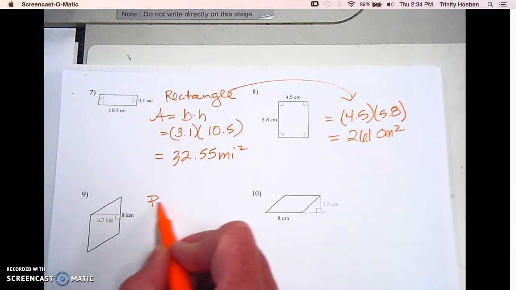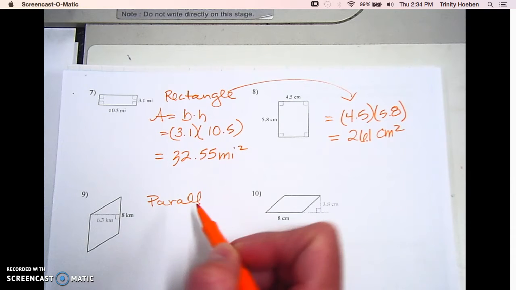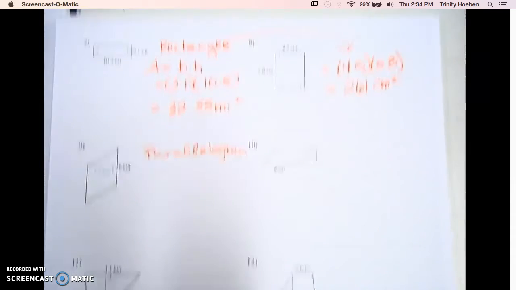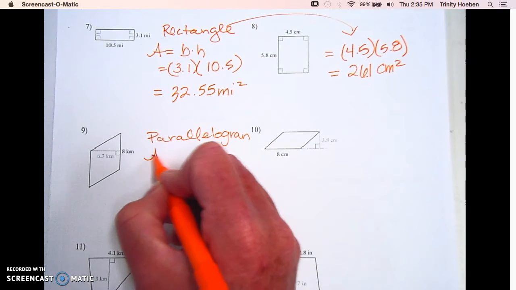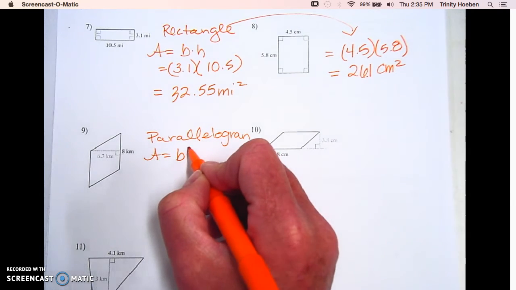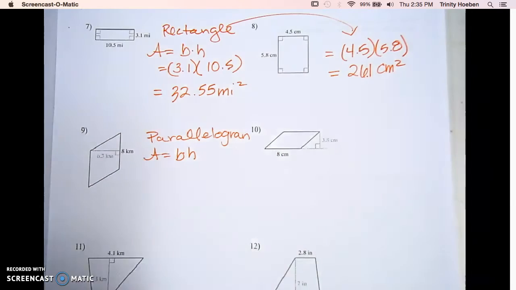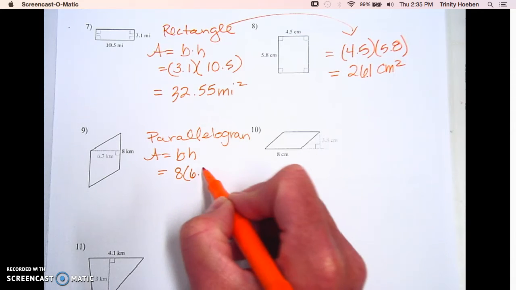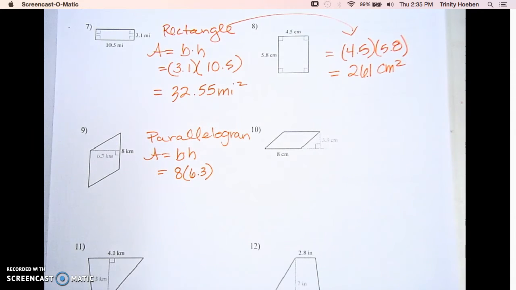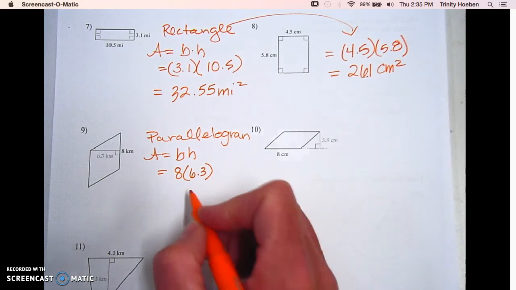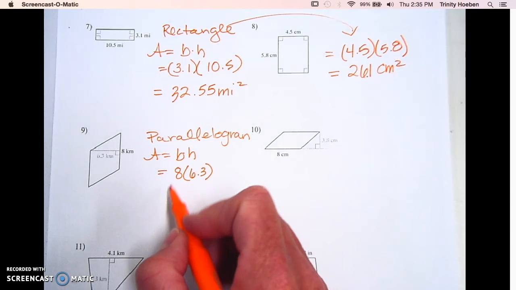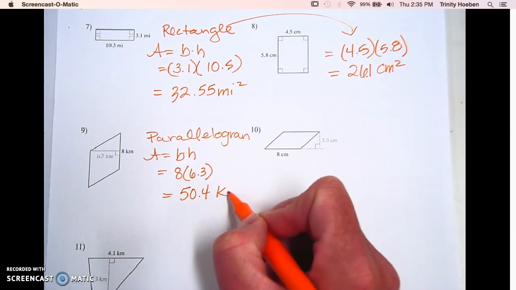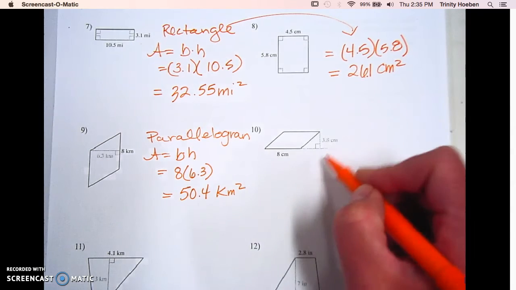Number 9 is a parallelogram. Parallelogram has the same formula as a rectangle. So we're going to go area equals base times height. But this time it's turned on its side. So the base is 8 and the height is 6.3. So we simply take the calculator and multiply that out. I got 50.4, and that one is in kilometers squared.